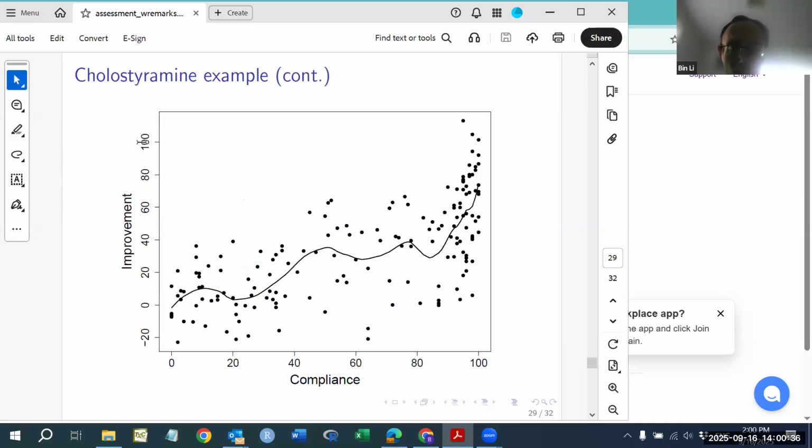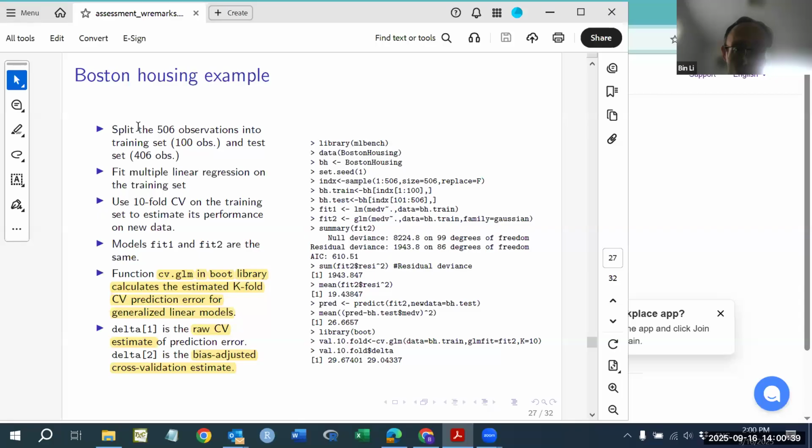This is the Boston housing. Sorry, we've already seen this example before. I split the data into 100 observations as training and 406 as test. This is not a good split, okay? This is just used as an illustration. For the multiple linear regression on the training set, we apply the tenfold cross-validation on the training set to estimate its performance.